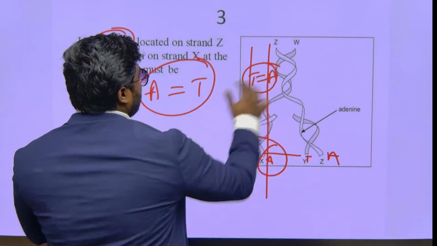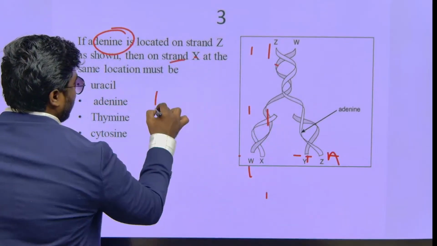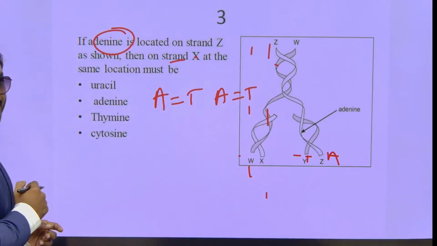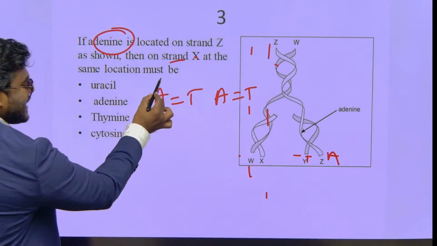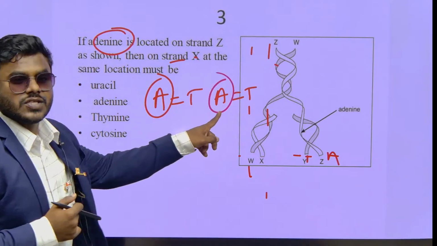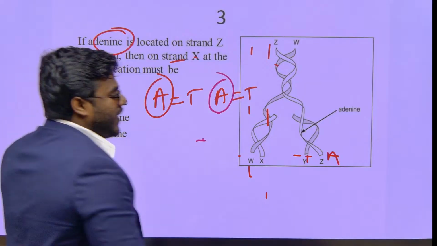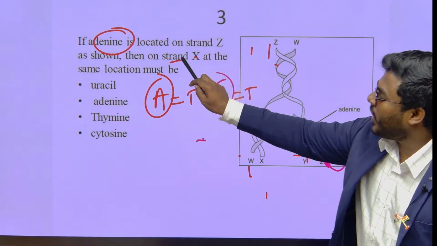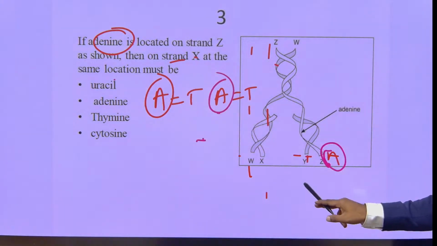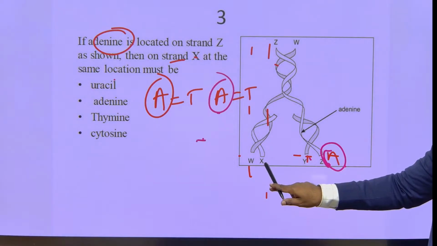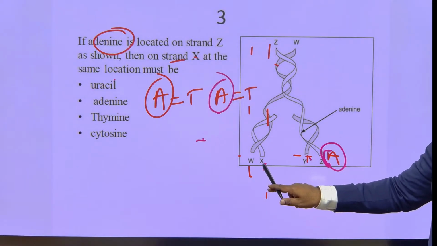Do not get confused. You have to understand in this way. Then I asked this. On the other strand is also this one. If adenine is located on strand Z, then on strand X at the same location must be thymine. Thymine is going to base pair with adenine only. Don't confuse.